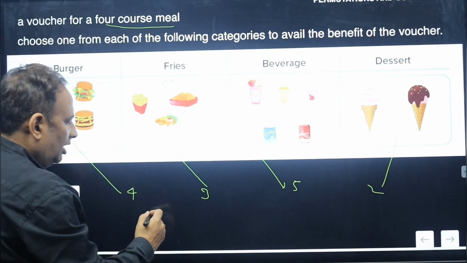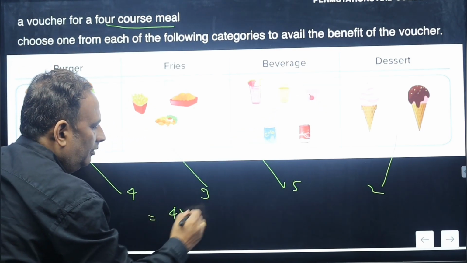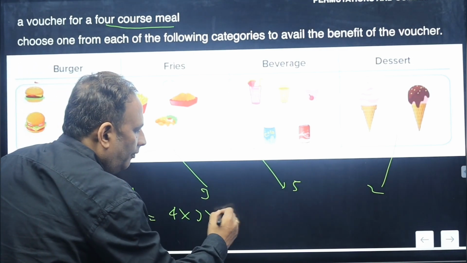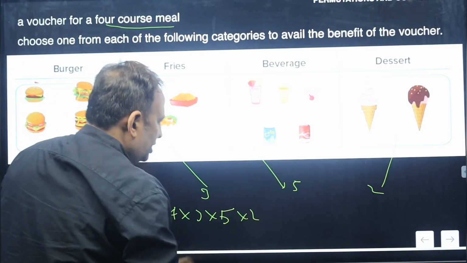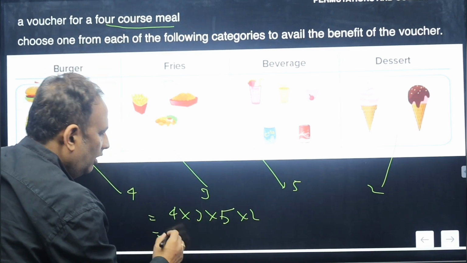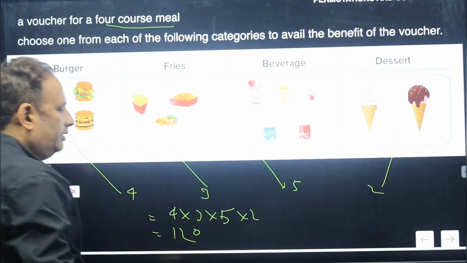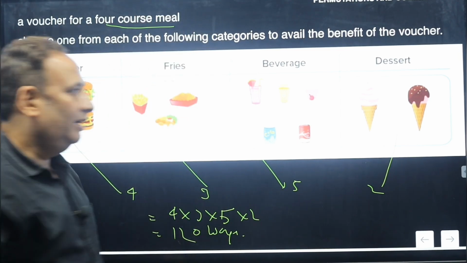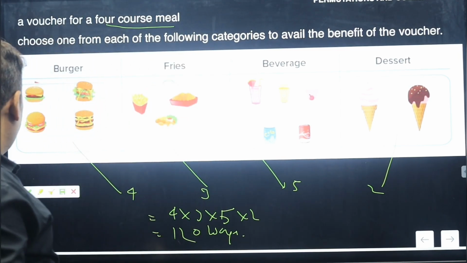So what do we have to do? Definitely you got the idea. Fundamental multiplication rule: 4 into 3 into 5 into 2 ways. So 4 times 3 is 12, times 5 is 60, times 2 is 120 ways. So in total you can opt for this meal in 120 ways. Let's take another question.